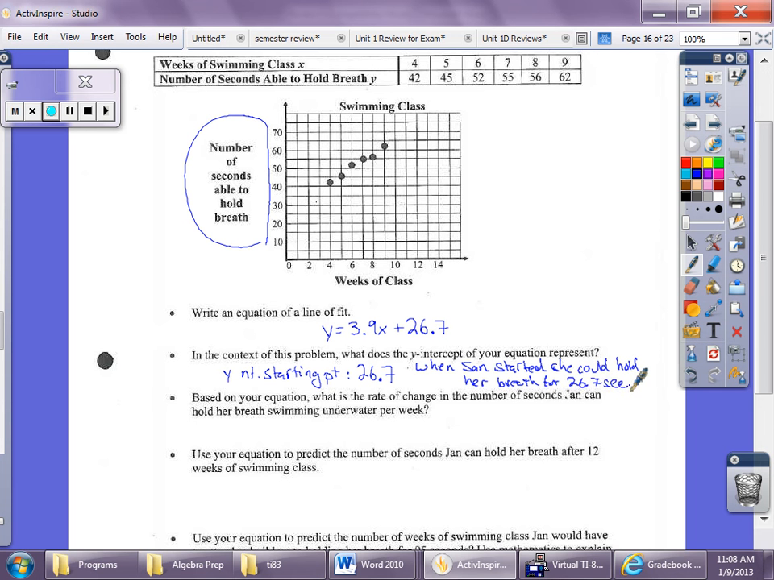Based on your equation, what's the rate of change? Well, we know that the rate of change is slope. So the slope is 3.9.